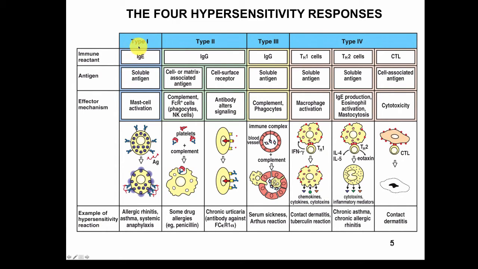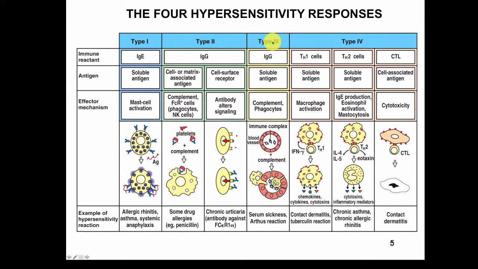So type 1 hypersensitivity responses are really dependent on IgE-dependent immune responses. And that's because IgE is critical for activating mast cells and mast cell degranulation. And examples of type 1 hypersensitivity reactions would be things like allergies, asthma, and rarely systemic anaphylaxis.